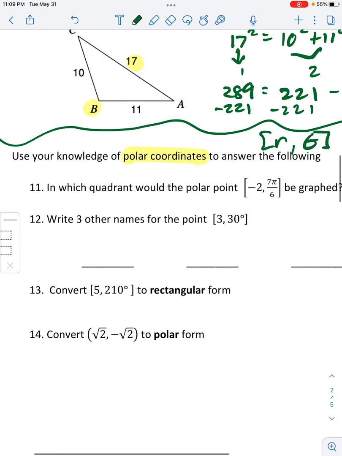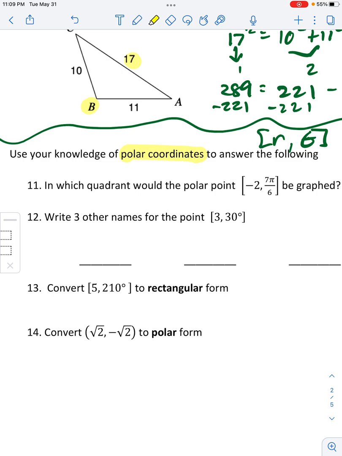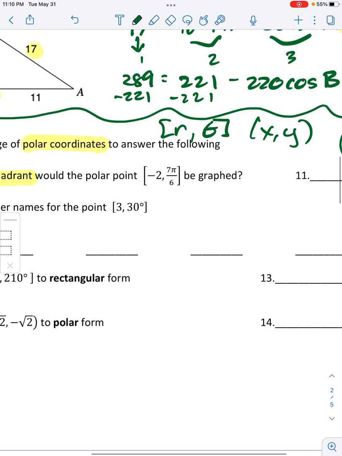So, like here, in which quadrant? Now, a lot of people are asking me about quadrants, so let's talk about that. It goes 1, 2, 3, and 4, and they go in Roman numerals because they're fancy. So this is my radius and my angle. So you have to know where 7 pi over 6 is, but you have a unit circle.